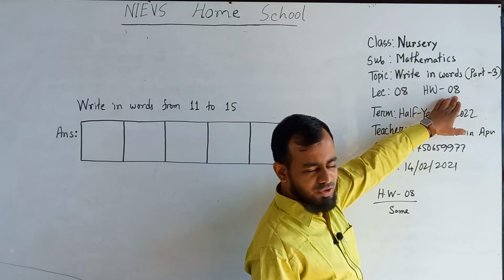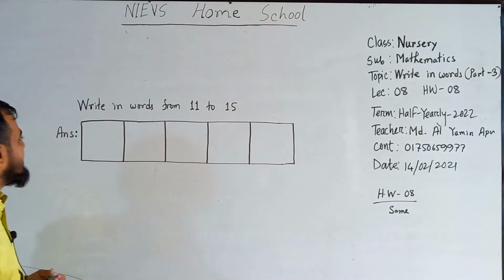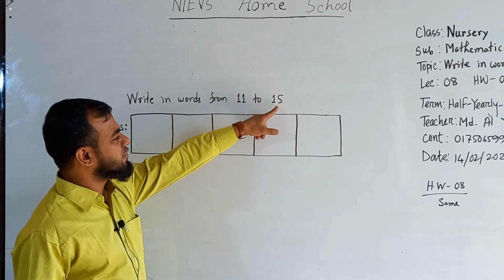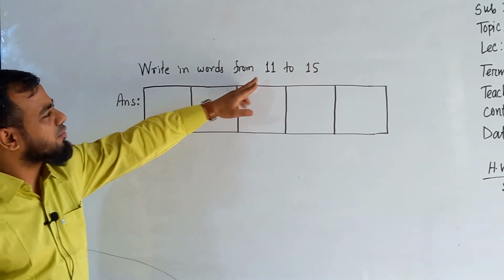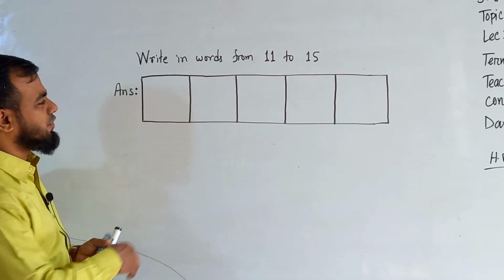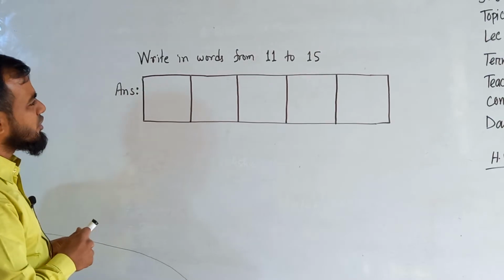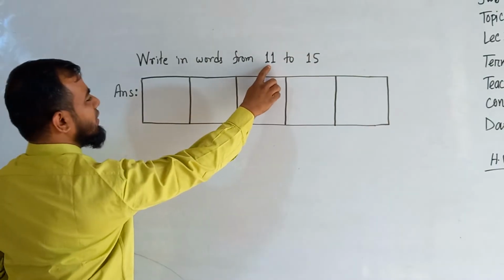Your homework number is also 8. The question is written here already. Write in words from 11 to 15. I repeat, write in words from 11 to 15. We'll write down the 5 numbers in words in these boxes. In the first box, we should write down the number 11 in words.